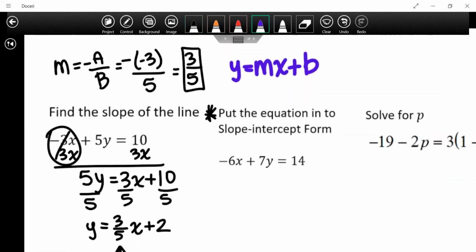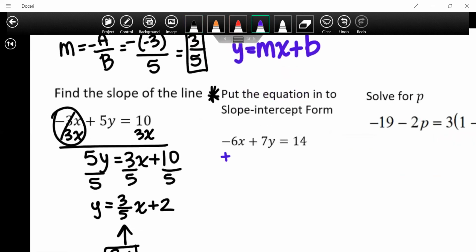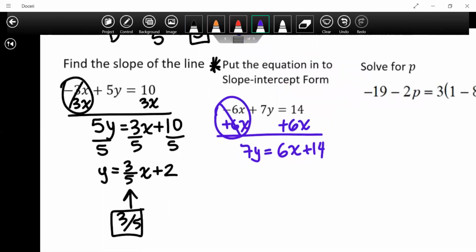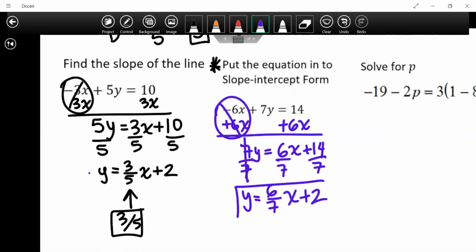Not asking us for the slope this time. We're going to go ahead and add 6x to both sides, isolating the 7y by itself. 6x plus 14. Those cannot be added because they're not like terms. We divide both sides by 7, 7 and 7. Reducing, y is by itself now. We get 6/7 x plus 2. That's our equation for that one.